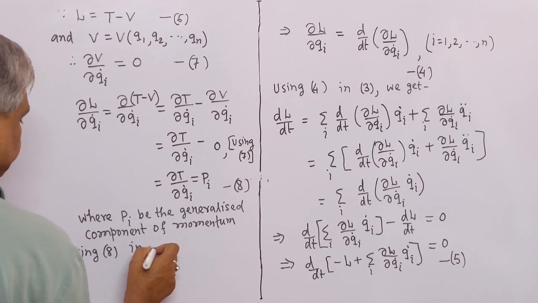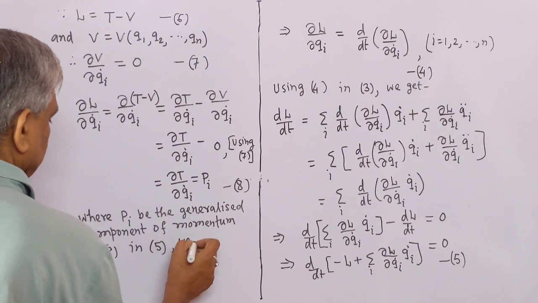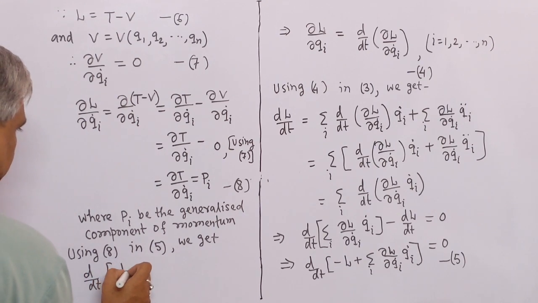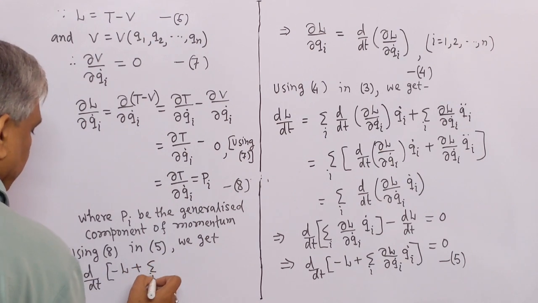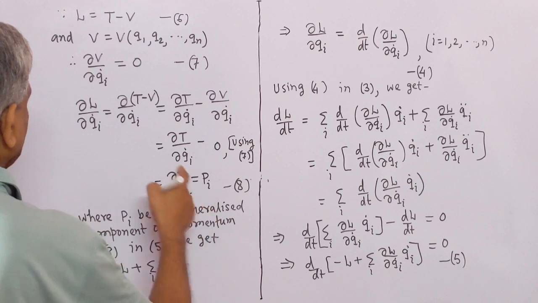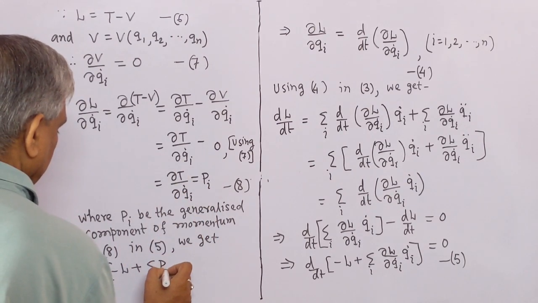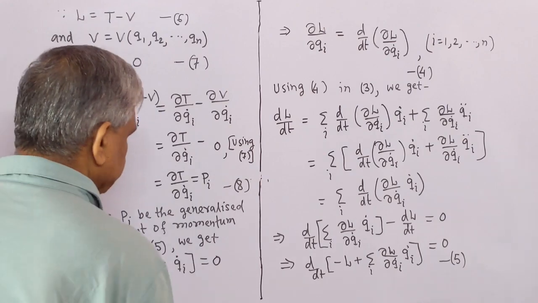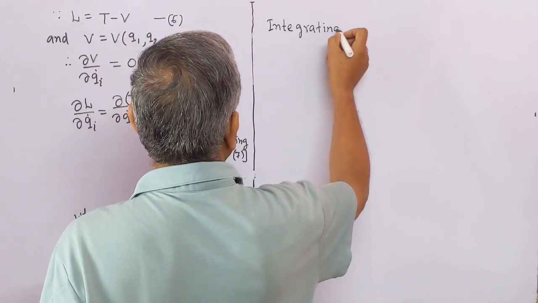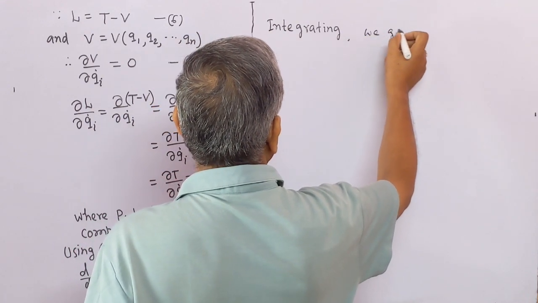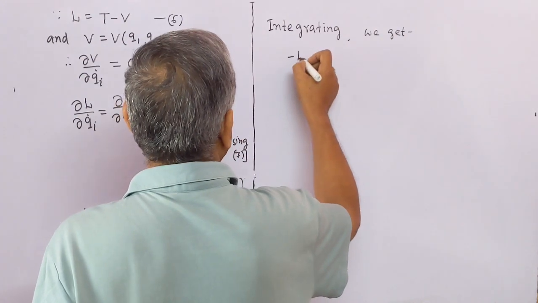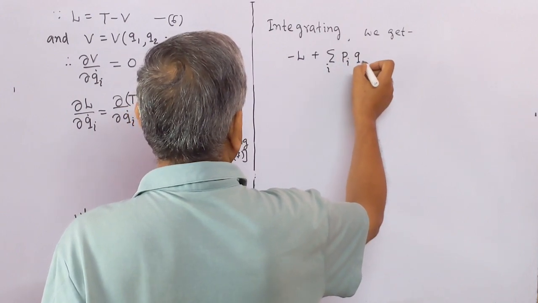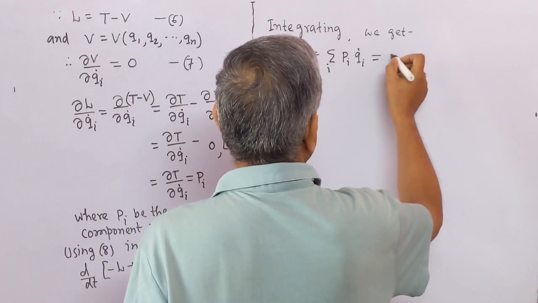Using 8 in 5, we get d by dt of minus L plus sigma i of pi qi dot, since the value of the partial derivative is pi from 8, equal to 0. Integrating, we get minus L plus sigma i pi qi dot equal to a constant h.